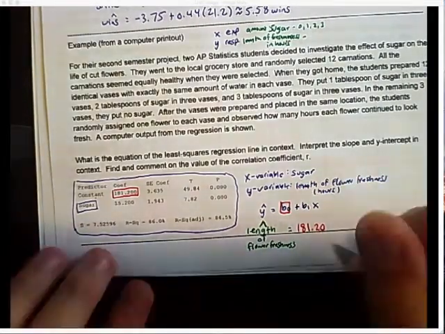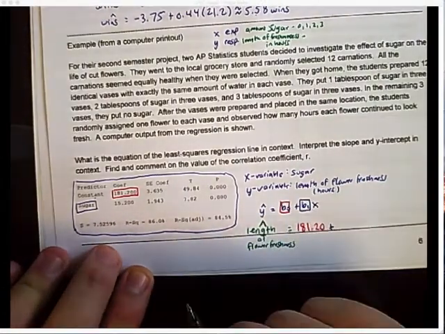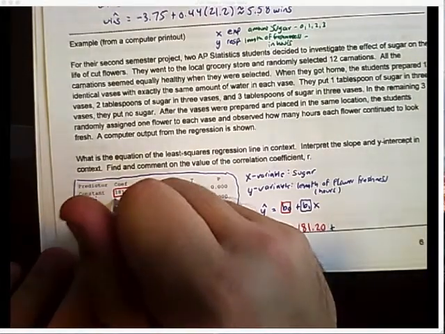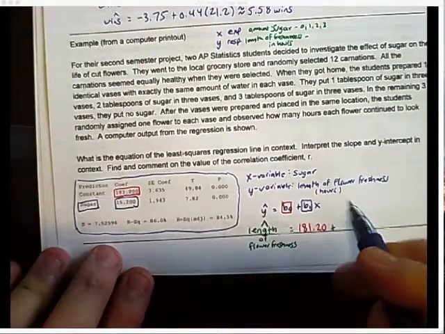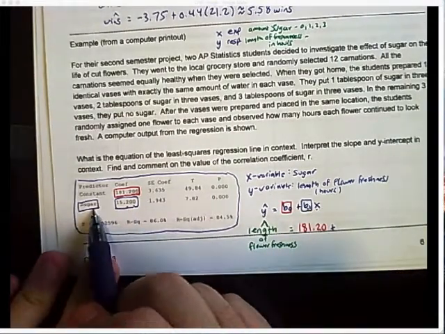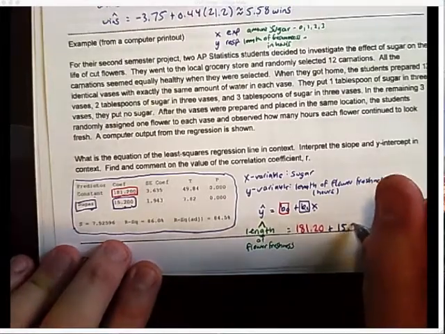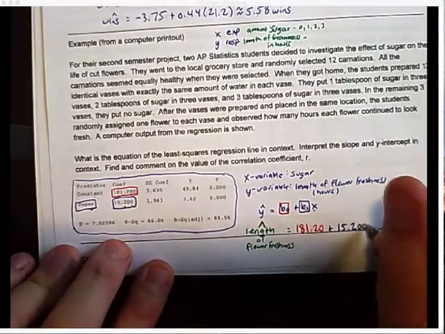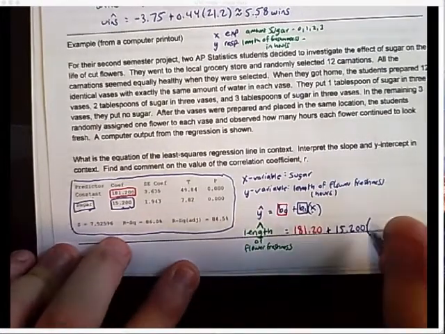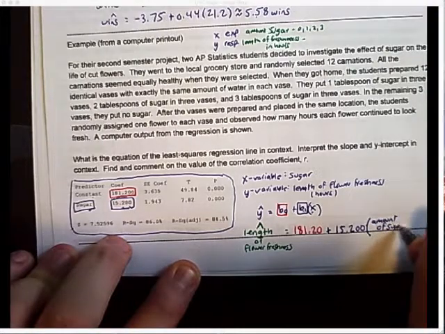Plus, okay, the b1 is the slope. Okay, the slope will always be next, just like b1 is next to x here. So we have plus 15.200, but instead of saying x, let's write what x represents. X represents the amount of sugar.